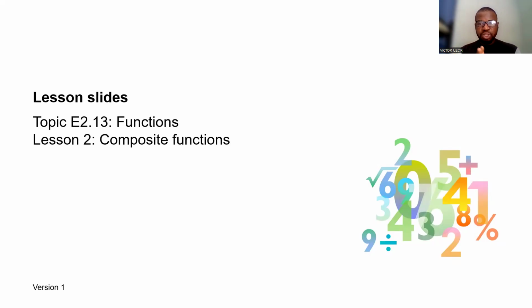So today I'm going to be looking at functions, the second part of functions. It will be like the third video I'm making on functions.